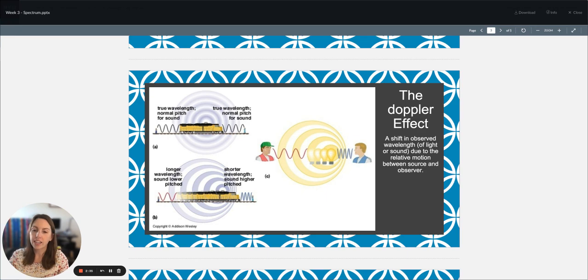The reason for that is as the ambulance moves towards you, the waves are getting compressed, so they have a higher frequency, which translates to a higher pitch. As it moves away from you, the waves are stretched out, which means they have a lower frequency or a lower pitch. Now, again, the same thing can happen with light. So in the image here, as a light moves towards you, the waves will be compressed, which have a higher frequency. And as the light moves away from you, the waves will be stretched, which has a lower frequency.